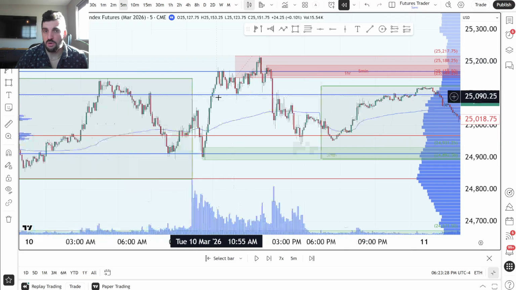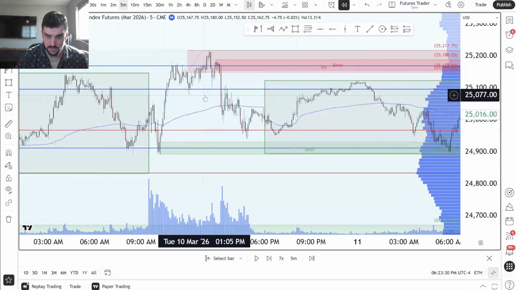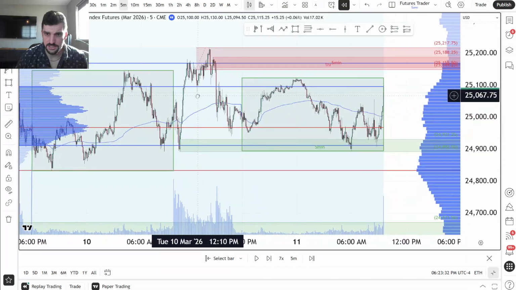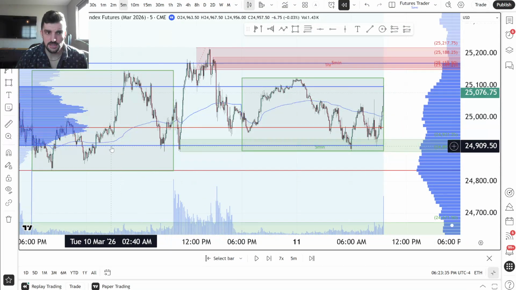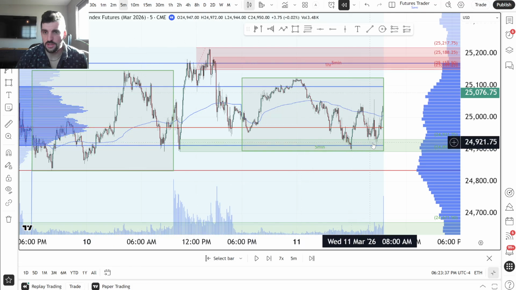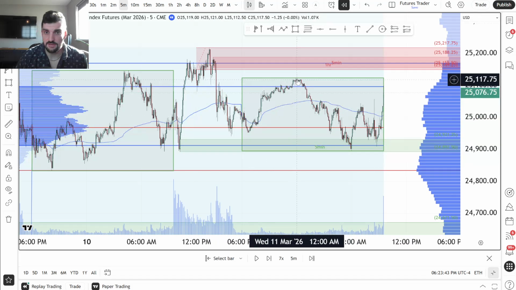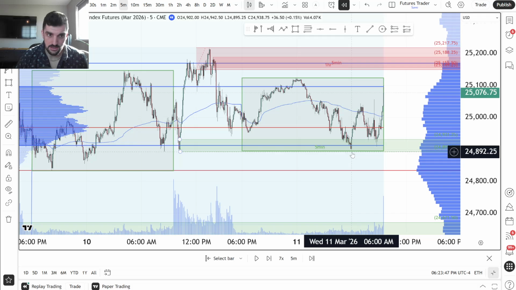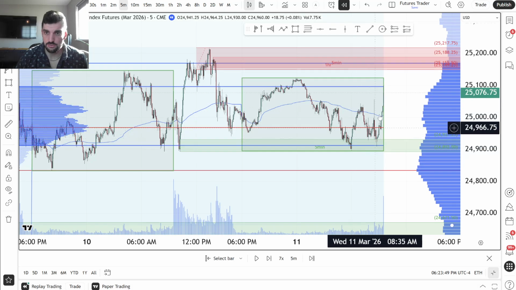And then what we're going to see here is that we are still in a 15-minute distribution, and price is leaving the value area low of that 15-minute distribution overnight. So overnight, price caught the value area high of the distribution, sold off all the way down to the value area low of the distribution, and now we're starting to pick back up.